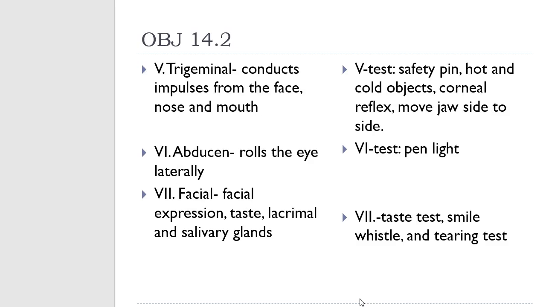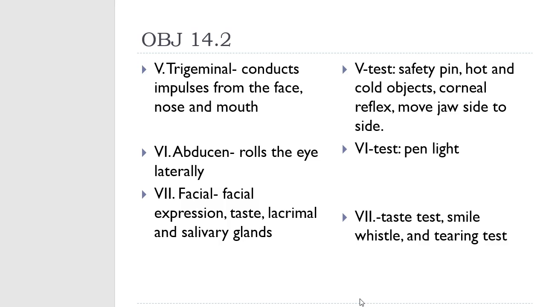Test 5, cranial nerve 5 is trigeminal. And this one is a large one because there's all kinds of impulses from the face, nose, and mouth. So that's a huge area. So we use a safety pin, hot and cold objects, a corneal reflex going towards the eye, and move the jaw from side to side. Abducent rolls the eye laterally.